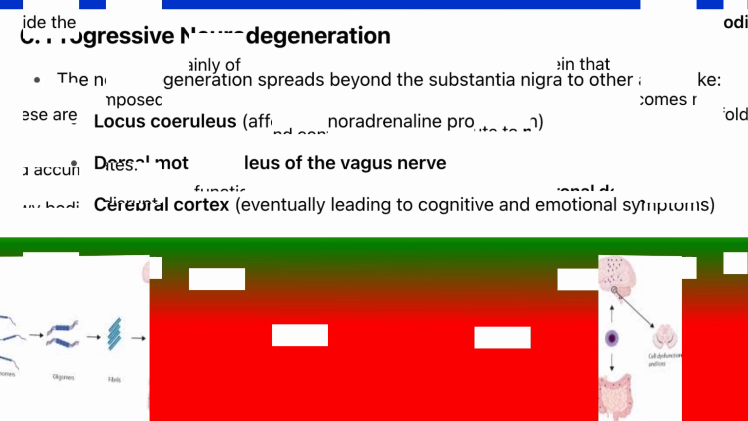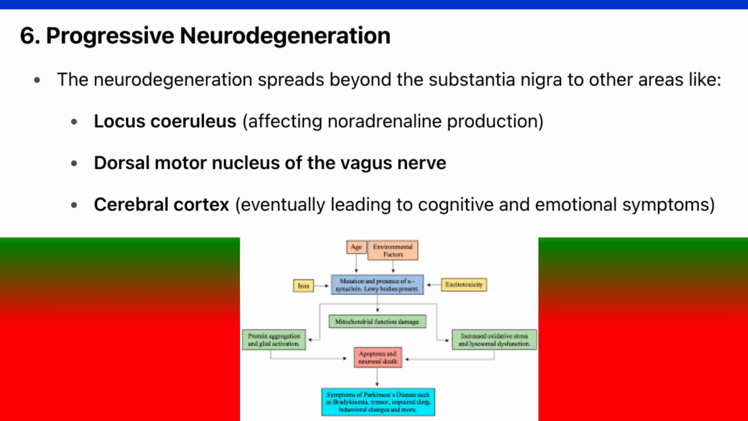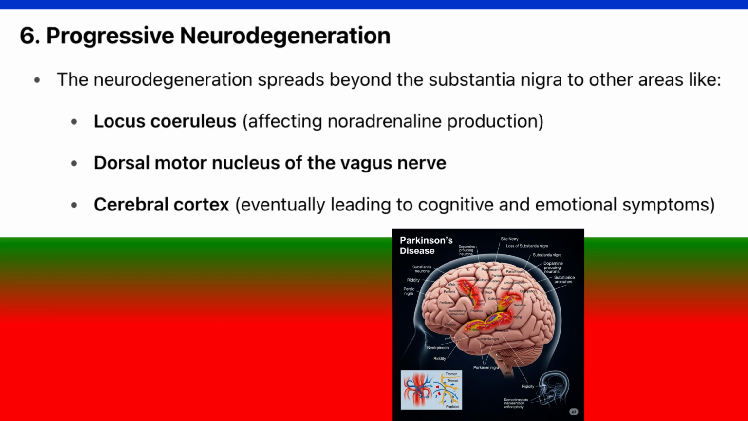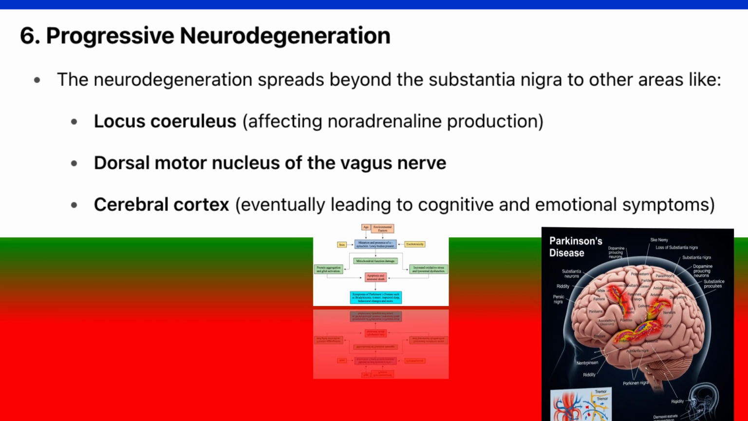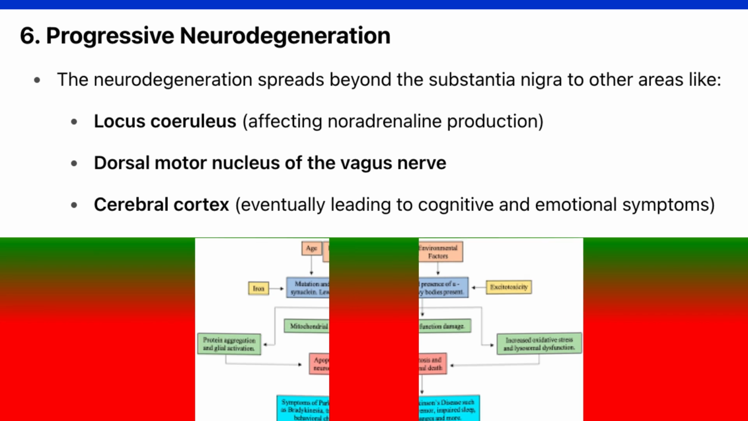6. Progressive neurodegeneration. The neurodegeneration spreads beyond the substantia nigra to other areas like the locus coeruleus, affecting noradrenaline production, the dorsal motor nucleus of the vagus nerve, and the cerebral cortex, eventually leading to cognitive and emotional symptoms.